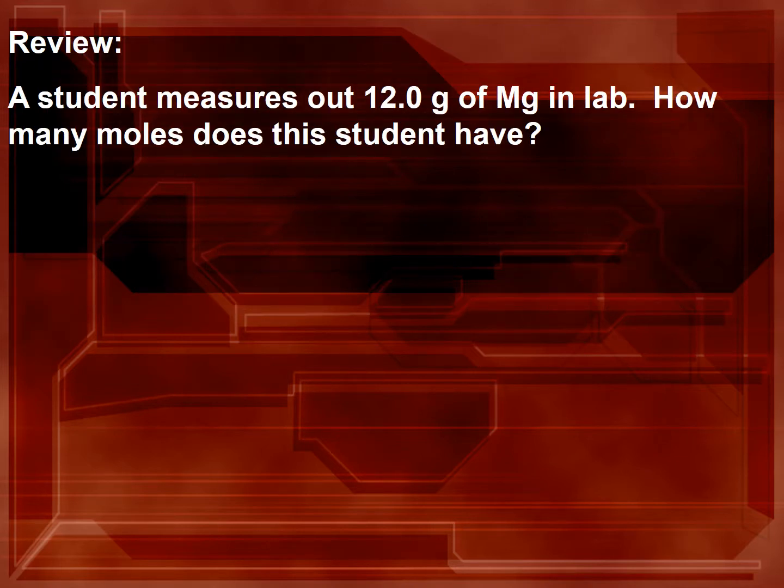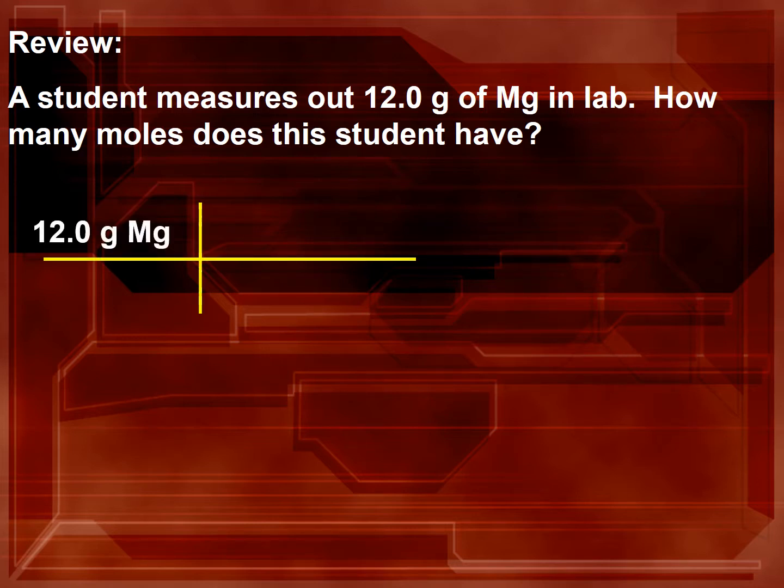So let's review. A student measures out 12.0 grams of magnesium in lab. How many moles does this student have? So we start off with our 12.0 grams of magnesium, number, unit, and compound. We need to get rid of grams, so we're going to have to put the molar mass in grams on the bottom. The molar mass of magnesium on our periodic table is 23.305 grams per mole. 1 mole goes on top. Now our gram units cancel, and it leaves us with just moles.